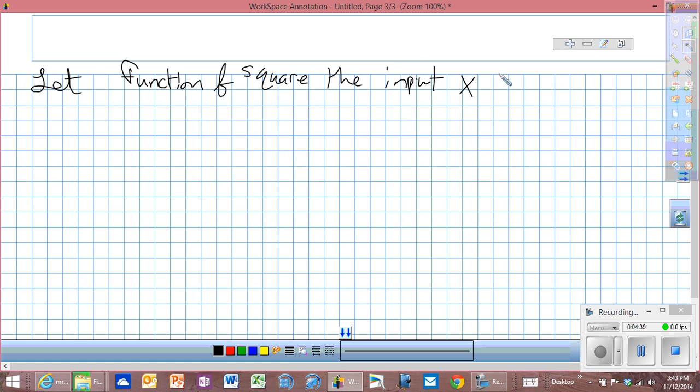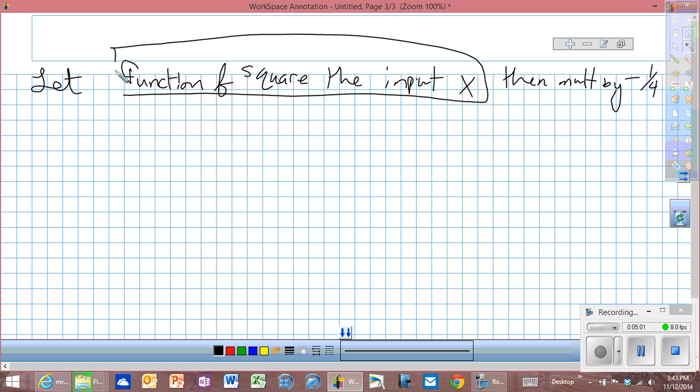Input x. Then multiply. I'm just going to write multiply by negative 1/4. So if you already printed this off, or if you're looking at it side by side, you can read through that as well. It says let the function f. So when it tells you this part with the input x right here, what that means is f of x.